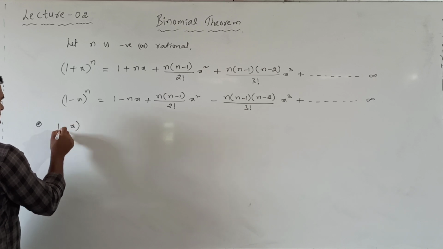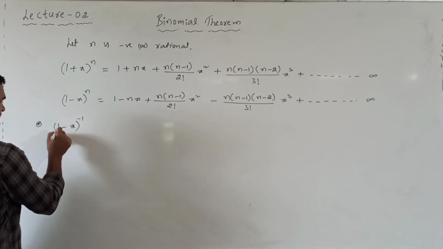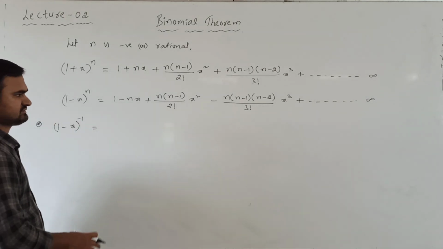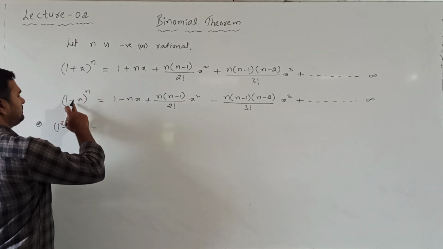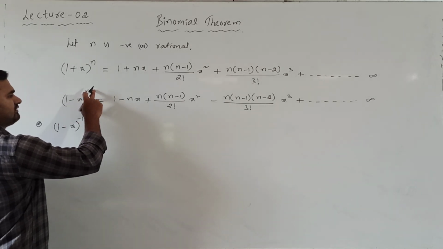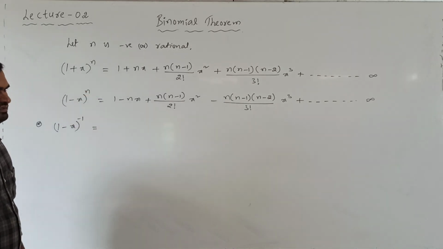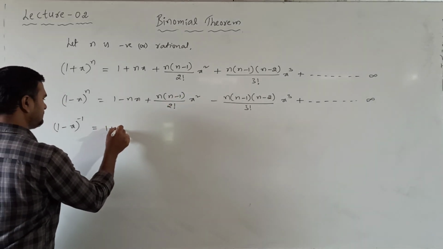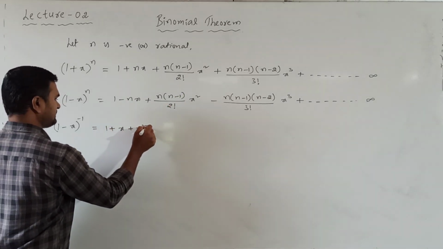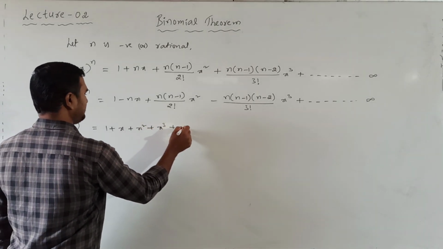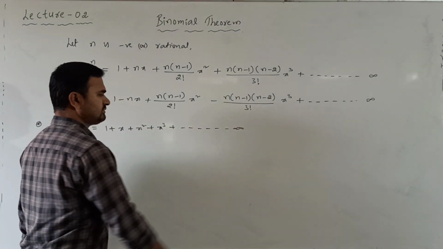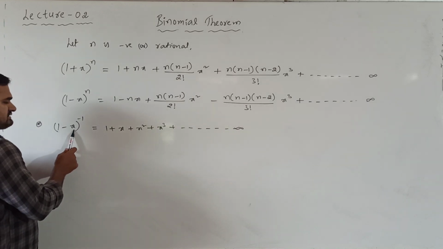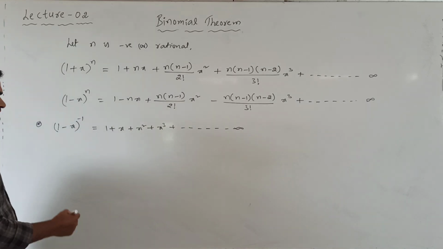So the expansion of (1 - x)^-1. Applying this (1 - x)^n where n is minus 1, replace n with minus 1 and simplify. So we get the expansion 1 + x + x^2 + x^3 and so on up to infinity. This is the expansion for (1 - x)^-1.